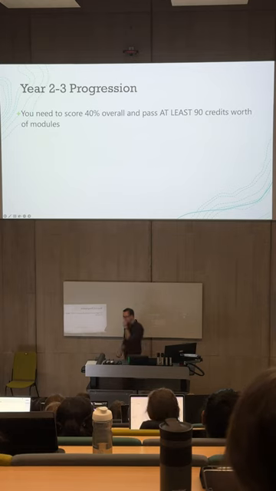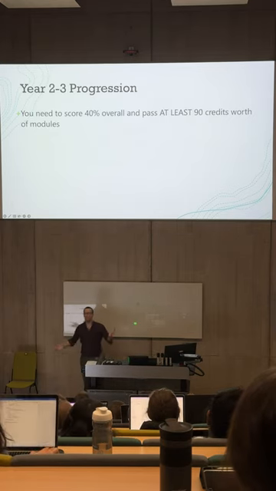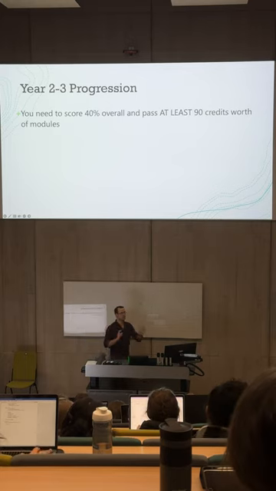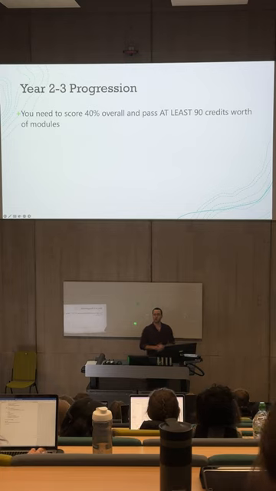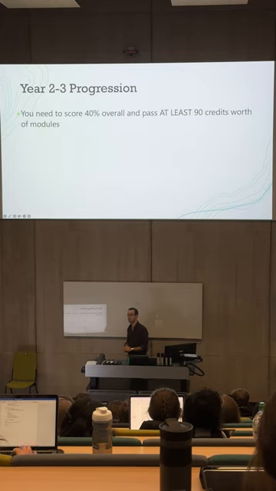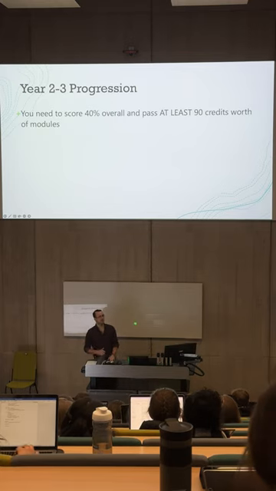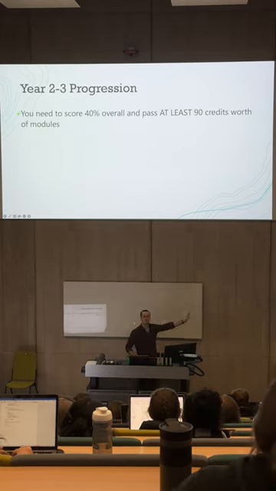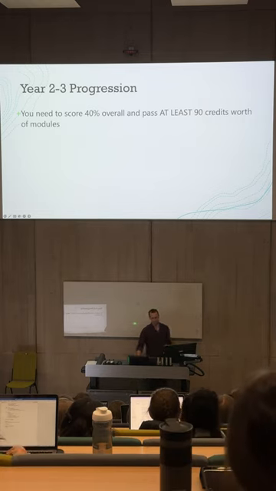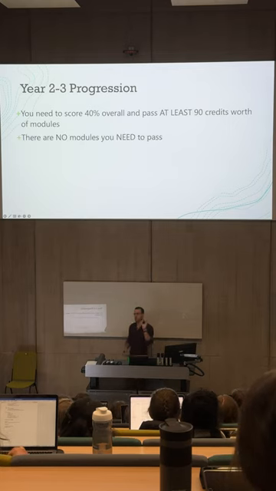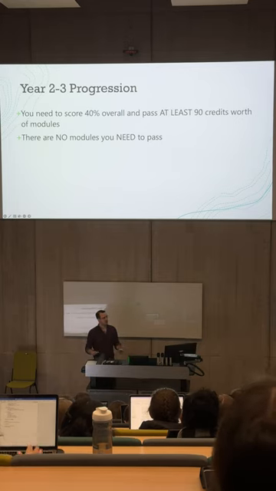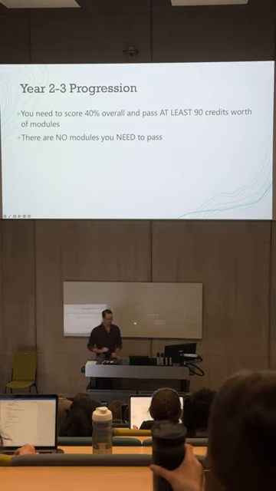Progression. To get into year three, whether you're year 3B or normal year three or going on placement, whatever it is, you need to score 40% overall across all of your modules, and pass at least 90 credits worth of modules. So those of you doing 120, you need to pass at least 90 to progress. If you meet these two basic criteria, you can progress to year three, even if you do have some further modules. Unlike year one, there are no modules that you need to pass. So you can pass any 90 credits and progress to year three.